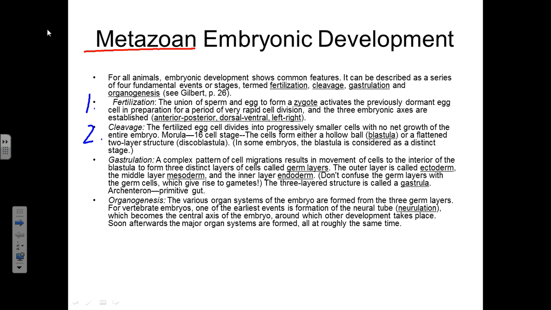One of the first things the zygote does is it organizes itself into a ball of cells, a solid ball of cells called the morula. And that ball of cells is usually a 16-cell structure. So that's one of the first organizational things that it does. The cells organize themselves into this solid ball called the morula, a 16-cell ball.